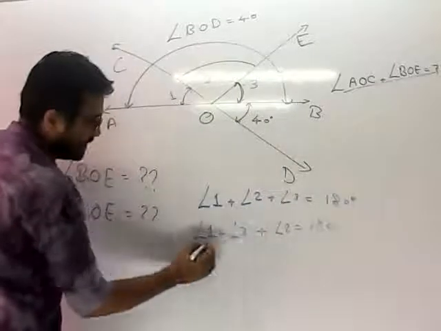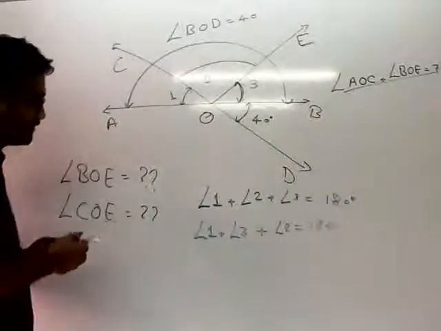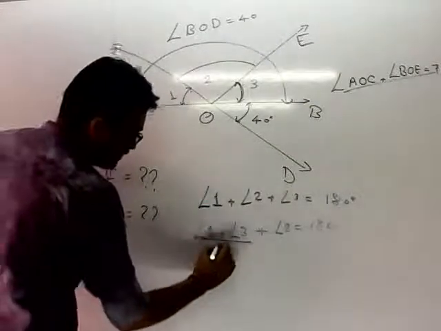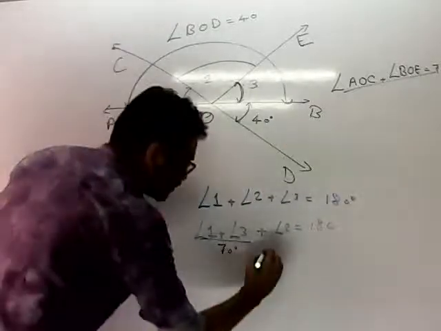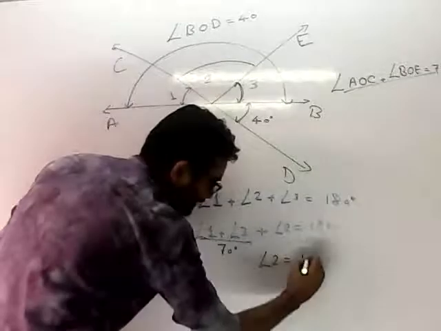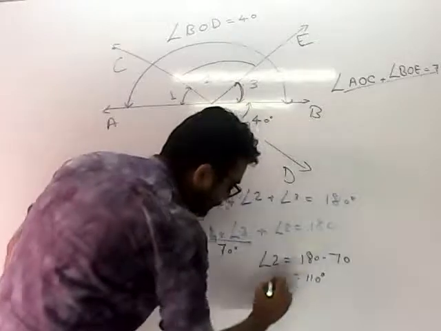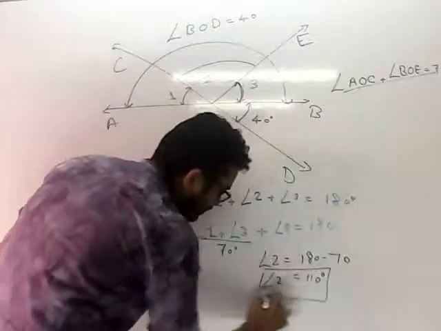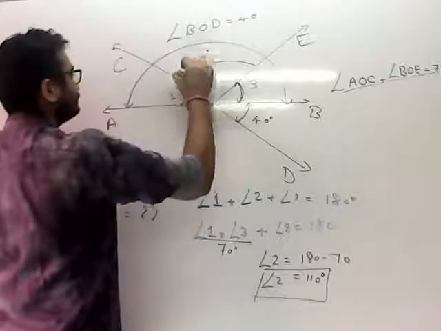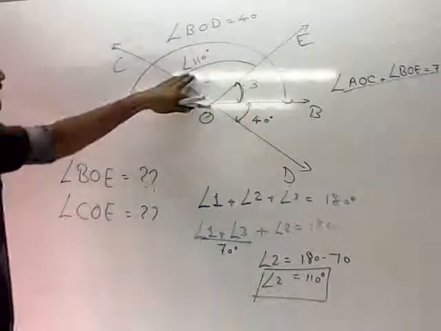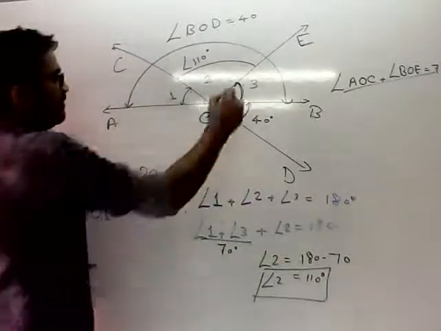Why have I taken 1 and 3? Because we have the data for angle 1 and 3. Okay. So these two are making how much? 70 degree. So 70 degree will go on the other side. So angle 2 is equal to how much we are getting? That is 180 minus 70. So that is 110 degree. So angle 2 is equal to 110. So this is 110 degree. Now, if this is 110 degree, how much will be this angle?